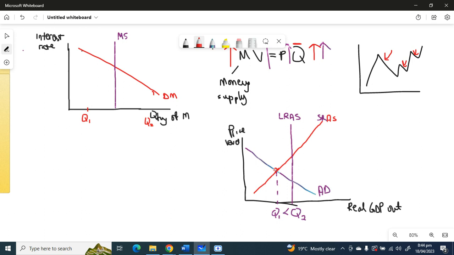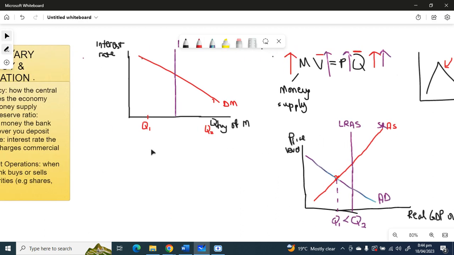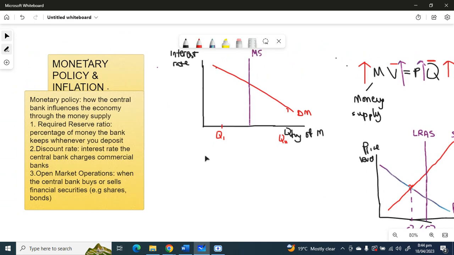What the central bank can do is first, they can increase the money supply. When they increase the money supply, these are the things that can happen. Number one, the required reserve ratio can be lowered, meaning banks have to keep less of your money and they can loan out more of your money.